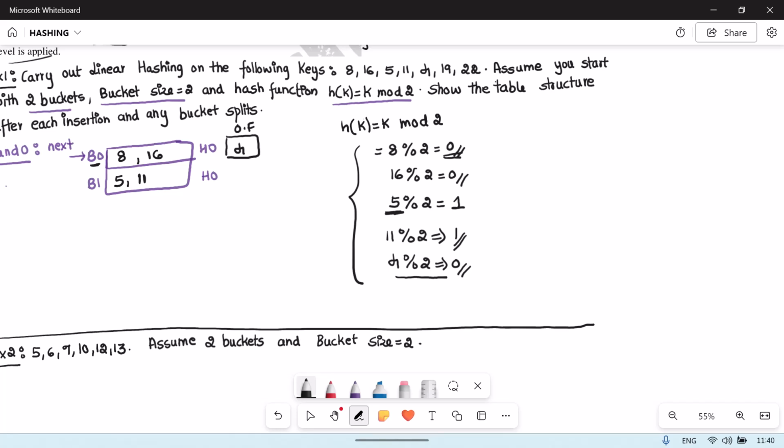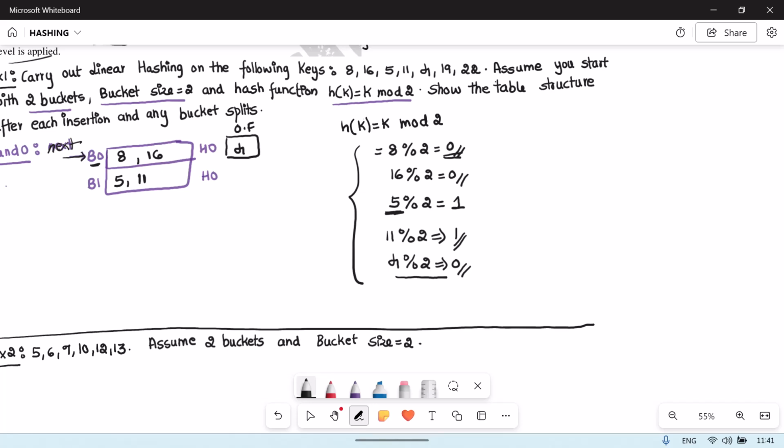What you're supposed to do is, this pointer is there, right? Called next. Wherever next is pointing to, that bucket has to be split. Sometimes overflow might have occurred at B0, but if next is pointing to B1, B1 has to be split. Understand this point correctly. Wherever next is pointing, that bucket has to be split.